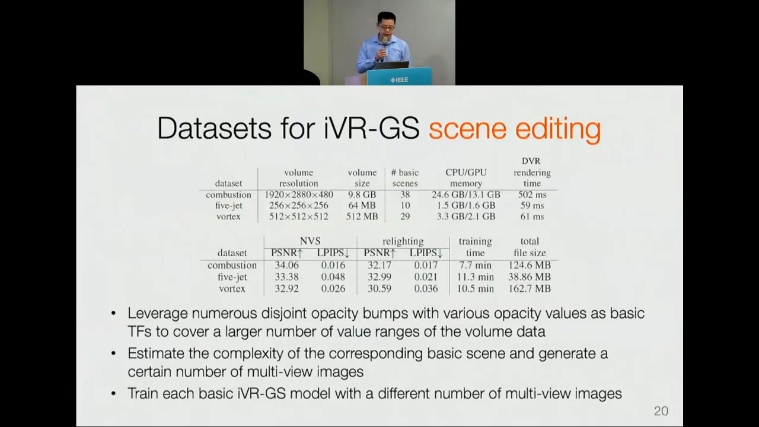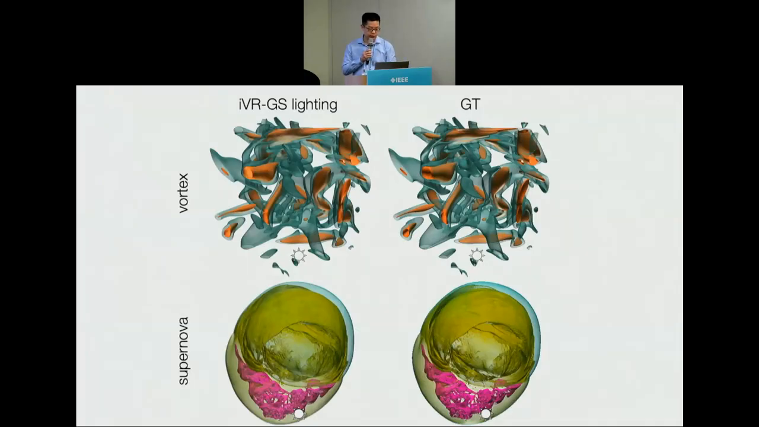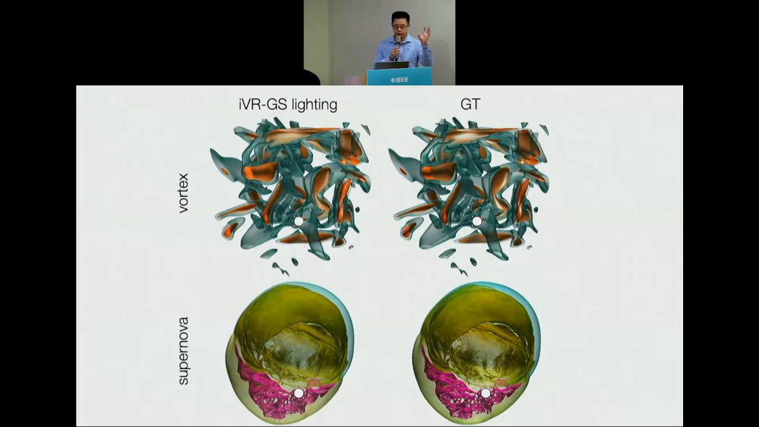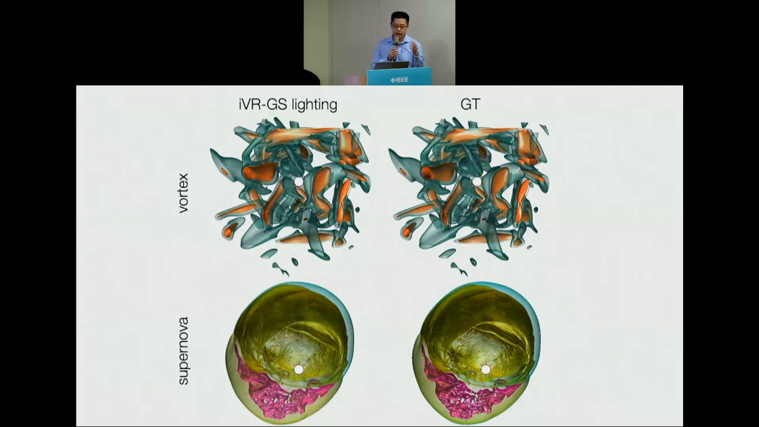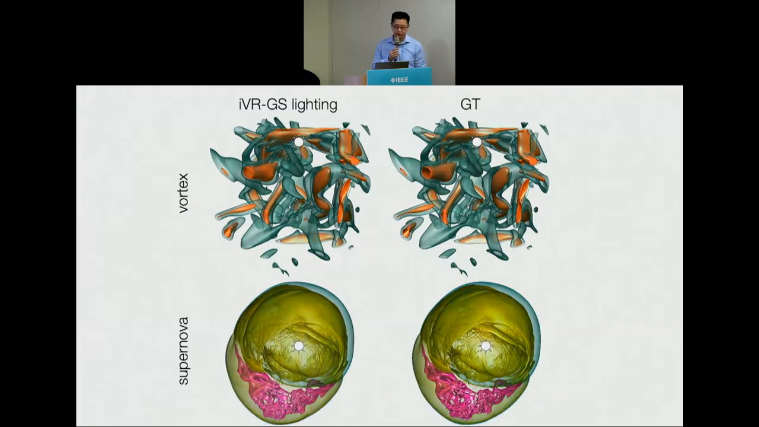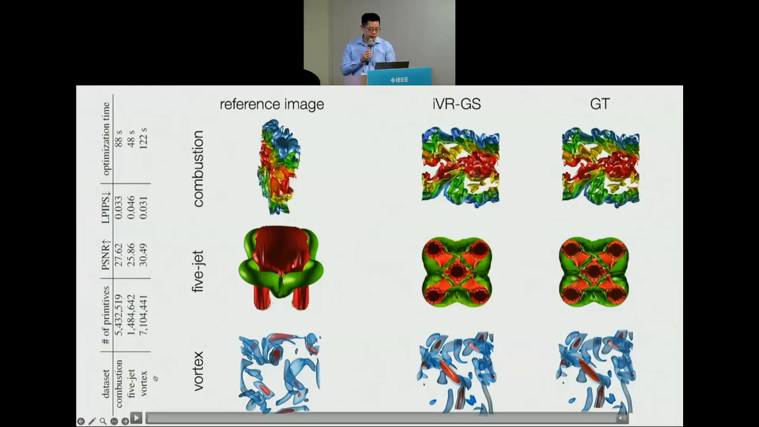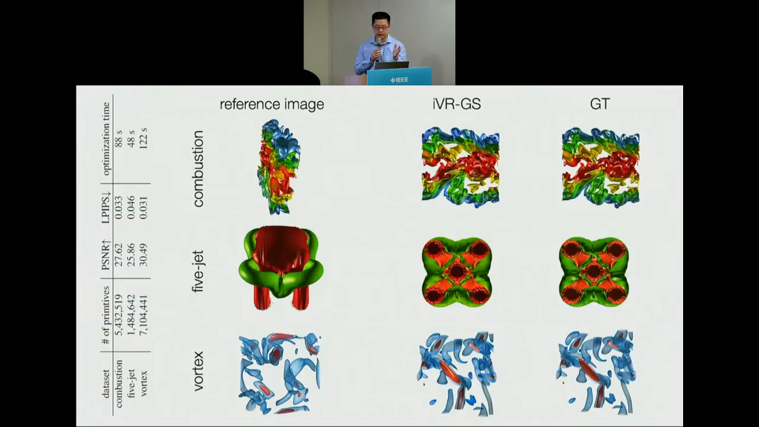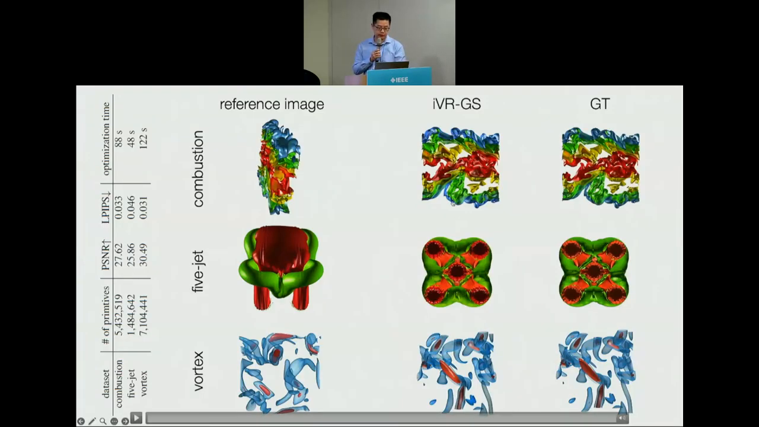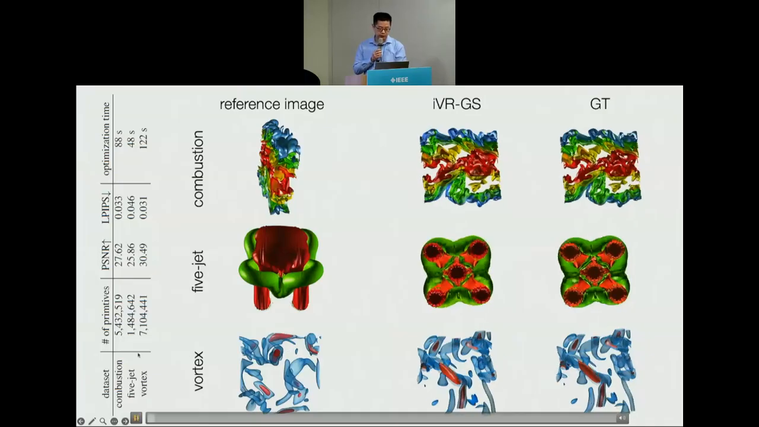For scene editing, these are the experiments we did. In this result, you can change the light direction, moving the light from bottom to top. Compared with the ground truth, we can faithfully reconstruct the scene with the lighting changes. Another example is inverse volume rendering. You just provide one reference image with the camera viewpoint, and we can learn from that. These are the ground truth, and these are the IVR-GS learned results. You can see they are very close.